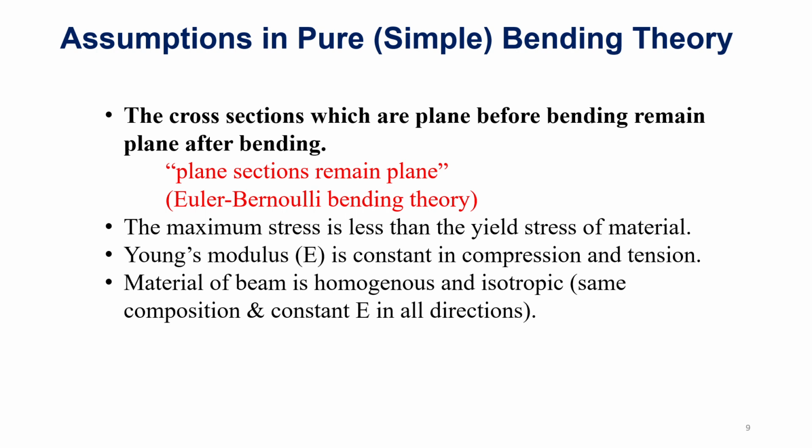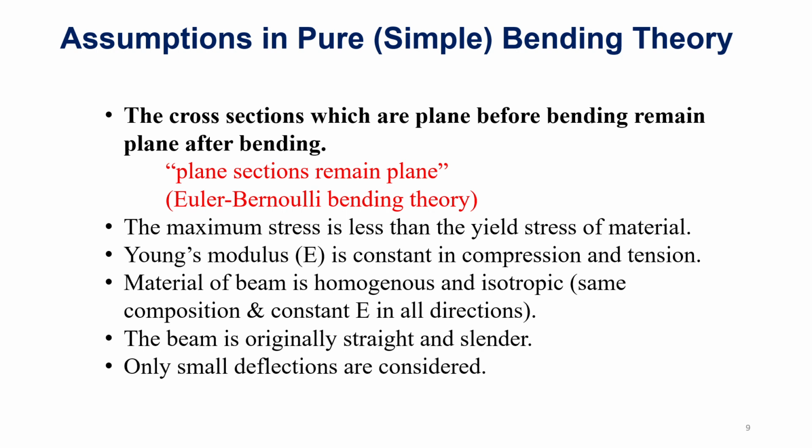Then the material of the beam should be homogeneous and isotropic, which means it has the same composition and a constant modulus E in all directions. Another one is that the beam should be originally straight and slender, and any taper must be slight. Another one is that only small deflections are considered here.